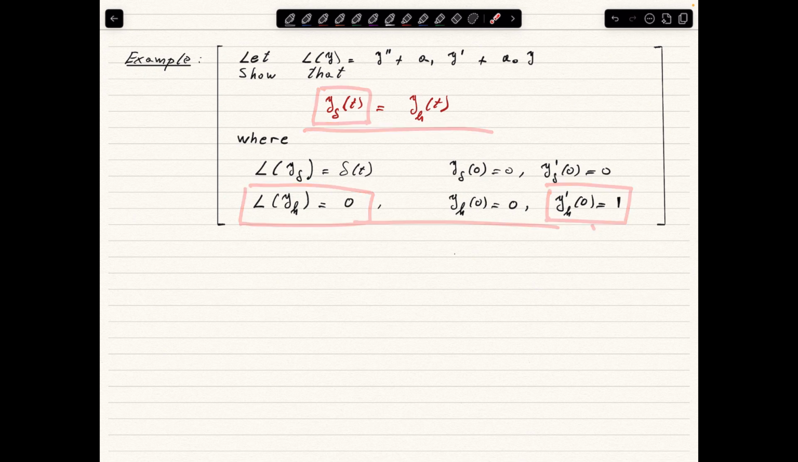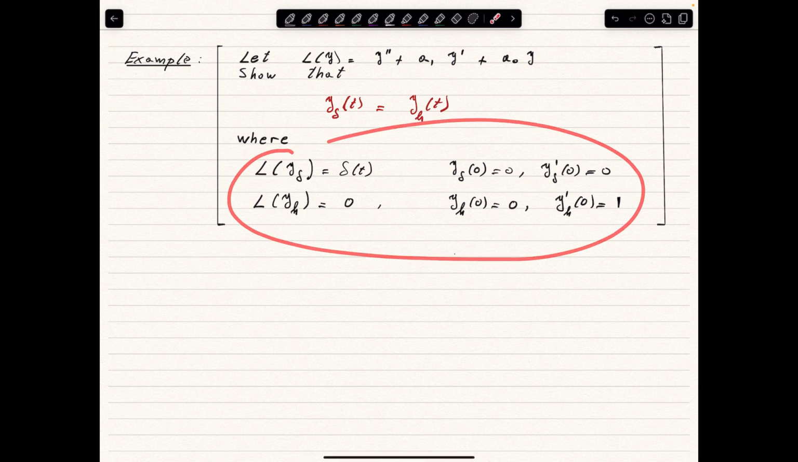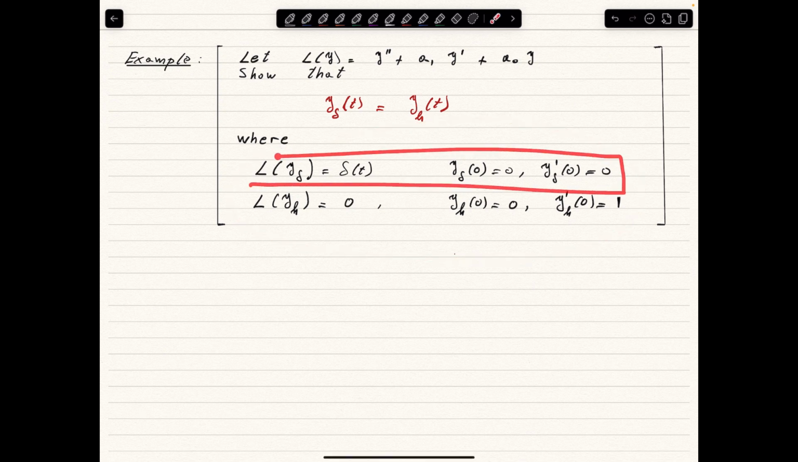This is what we are going to prove now. Once we prove it, that's it. So what is the calculation we need to do? Well, we need to solve these two problems with the Laplace transform. We already have solved this problem, but let's do it again to have it on the same page.